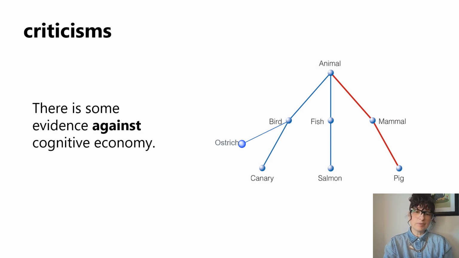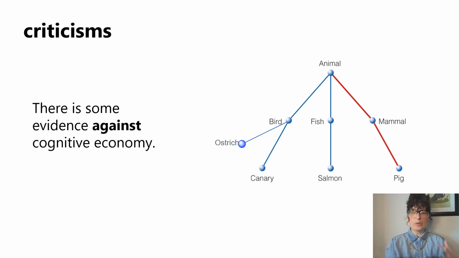There was also some evidence against cognitive economy, evidence that specific properties shared by other concepts are still being stored at the node for that particular concept. So for example, people were faster to verify that a pig was an animal compared to a pig was a mammal. According to the model, a person should have to travel up the links to reach mammal before they get to animal, but that is just not the way they behave.